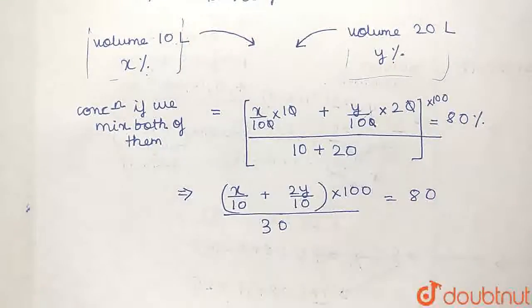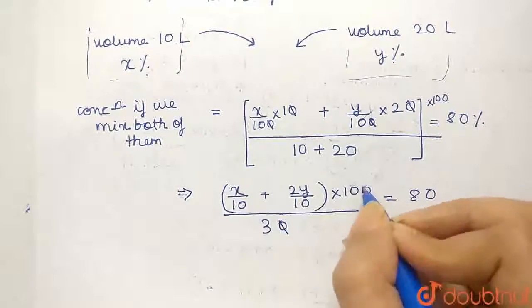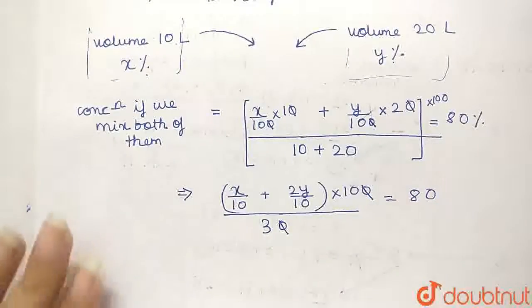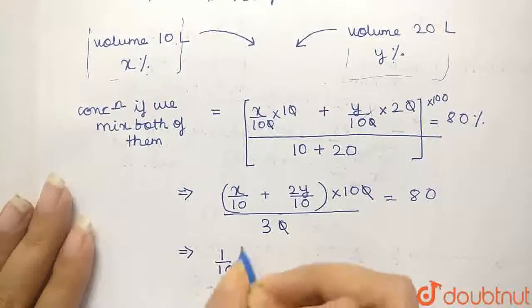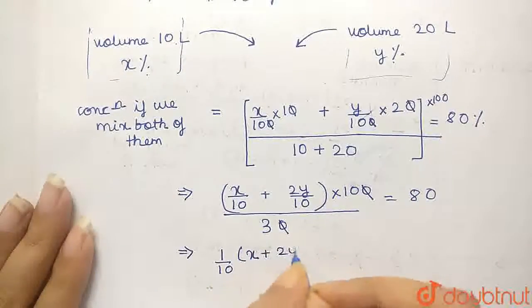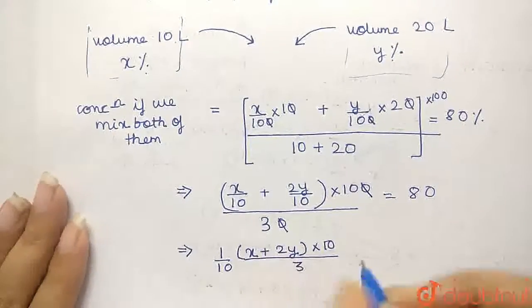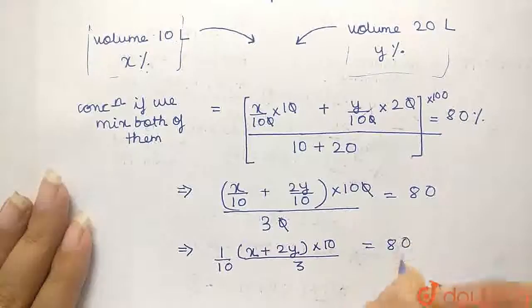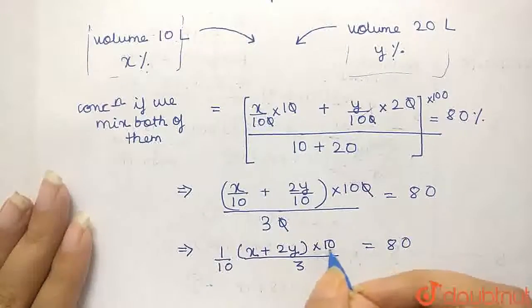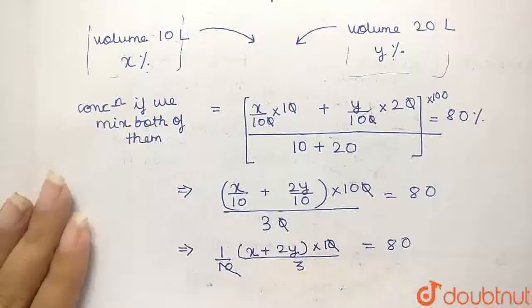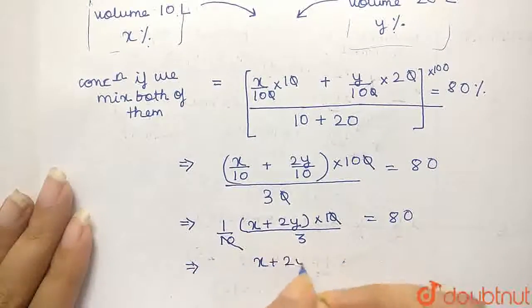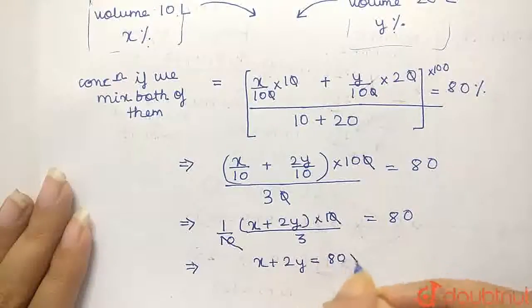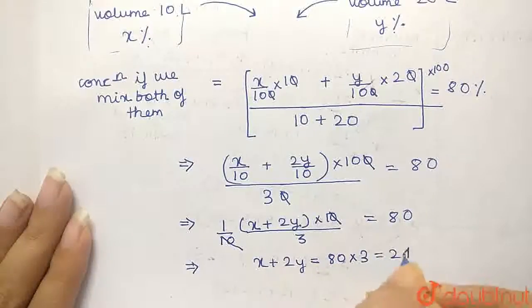Now a little more calculation. This 10 would get cancelled from numerator as well as denominator. We can take 1 by 10 common here: 1 by 10 times of X plus 2Y, into 10 divided by 3, should be equal to 80. Now again this 10 will get easily cancelled from numerator as well as denominator. So we are ultimately left with X plus 2Y equals to 80 into 3, that is equal to 240.